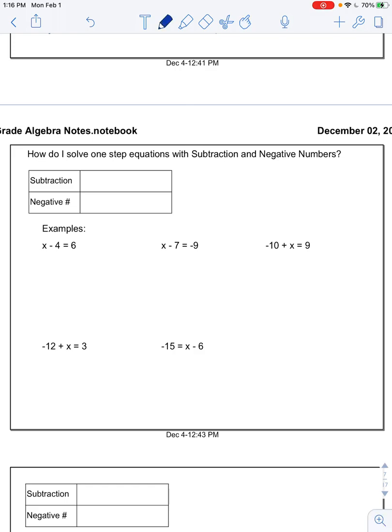Next set of one-step equations, there's going to be either subtraction or a negative number in the equation, so we are going to add. So we have x minus 4 equals 6. Still looking for the side with the variable. Still moving the number without the variable. So minus 4, we will add 4 on each side, so x equals 10. x minus 7 equals negative 9. Locating the side with the variable. Moving the number without the variable. So we got x equals negative 2.